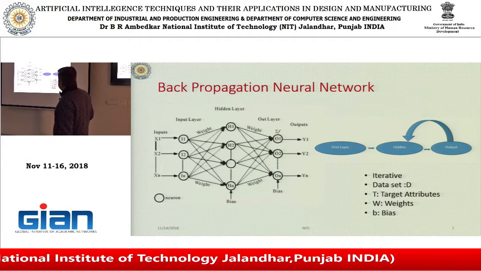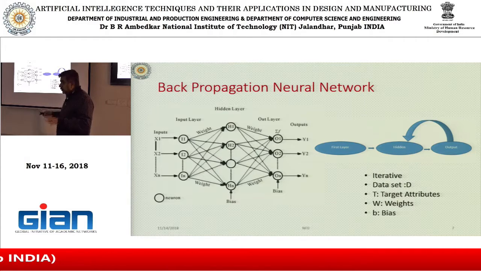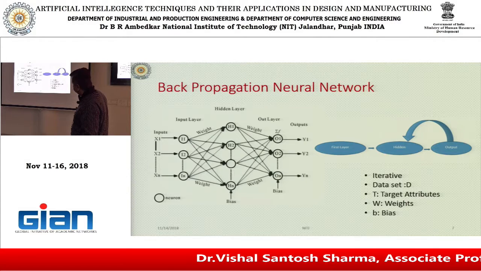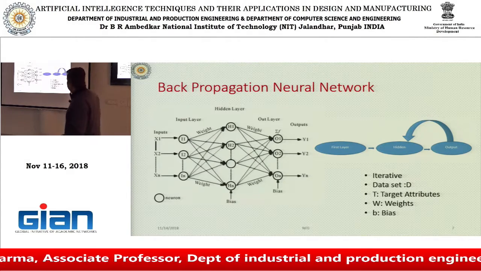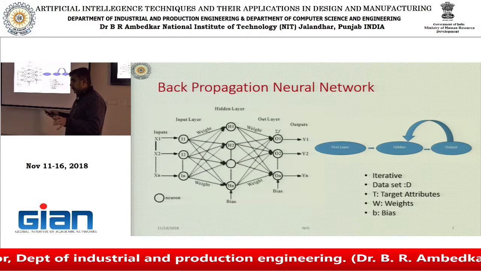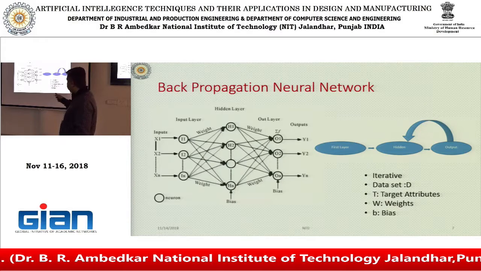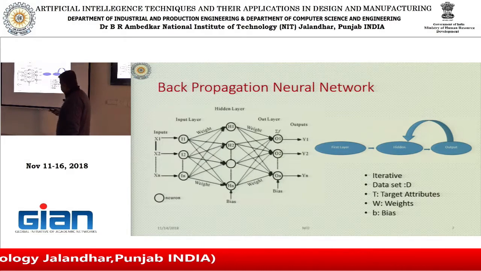So, first layer, hidden layer, and the output layer. Backpropagation is an iterative process. For creating such a model, you should have a dataset with you, huge data. You should have inputs, and you should also have the outputs. Only then will you be able to apply a backpropagation neural network.